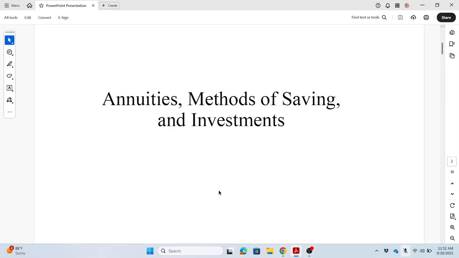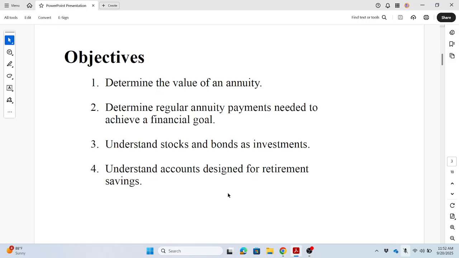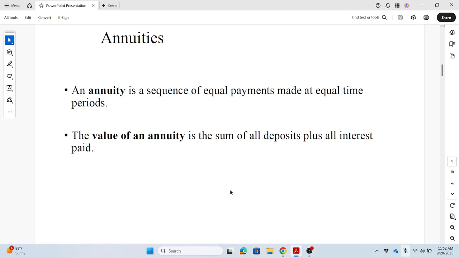Okay, in this section, we're going to discuss annuities, methods of saving and investment. In previous sections, we already discussed simple interest and compound interest. The objectives for this section are to find the value of an annuity, determine regular annuity payments needed to achieve a financial goal, understand stocks and bonds as investments, and understand accounts designed for retirement saving. These are the main objectives.